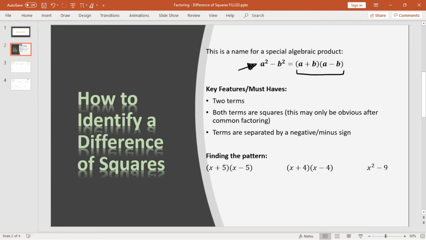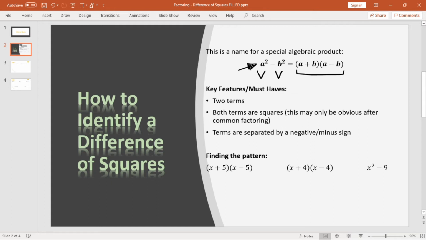So what does that mean? When you look in a factoring question, you're thinking about doing difference of squares, you should see two terms, 1 and 2. Both of them should be squares, perfect squares for our course. Like if you were doing this in kind of more advanced applications, they wouldn't have to be, you could use root signs, but ours are going to be perfect squares. However, this might be hidden because you might be needing to do some common factoring first to reveal those perfect squares. And the other key thing is that there's a negative sign in between them.